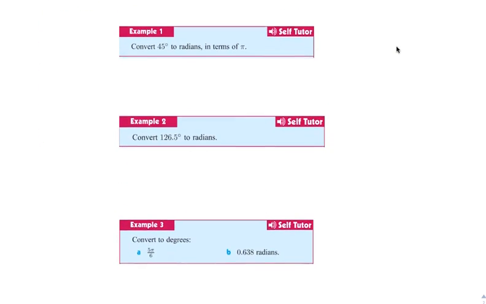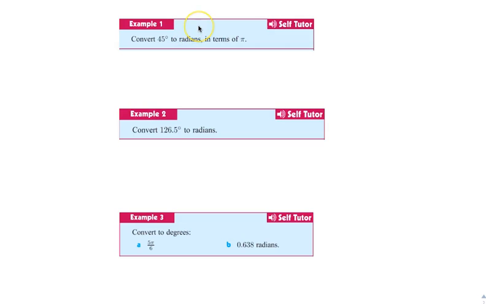So let's go to our first example. Let's convert 45 degrees to radians. So again, I'm going from degrees to radians. Well, 45 degrees, I want radians, so I know I have to multiply by pi over 180. Pi on top, because radians generally have pi, so that's how I know to put the pi on top. This is a basic math problem. 45 over 1, I'm going to get 45 pi over 180.